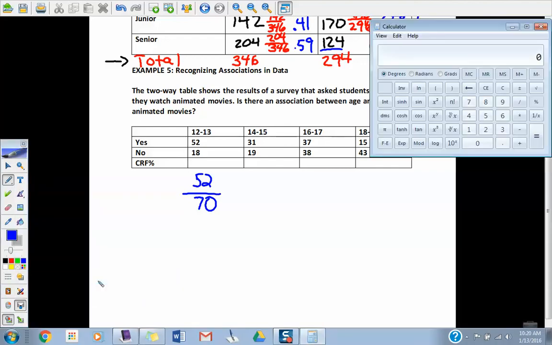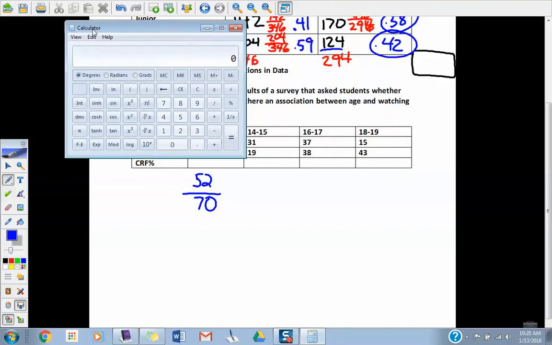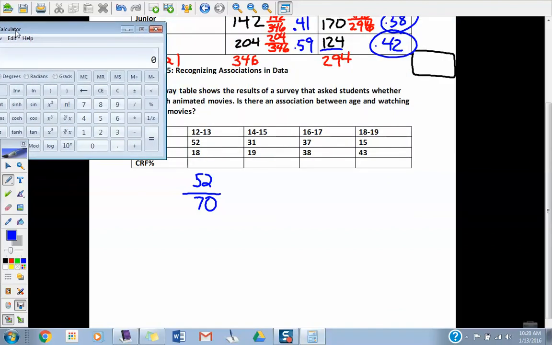I'll move this over here. Okay, so 52 divided by 70. Let's turn this to an actual percent. What percent would that be if I move 2 to the right? 74. About 74%.